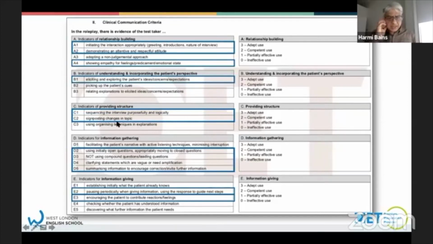Sequencing the interview. We'll come back to sequencing. And sequencing, it's a nice thing as well. It's using these words like firstly, secondly, and then. And so things go in sequence as well.